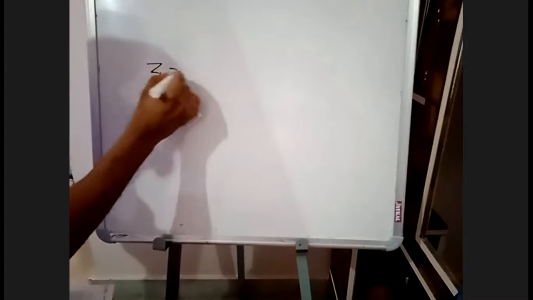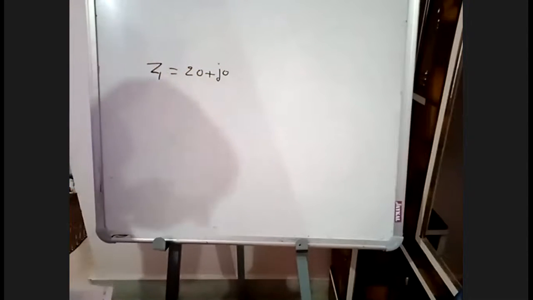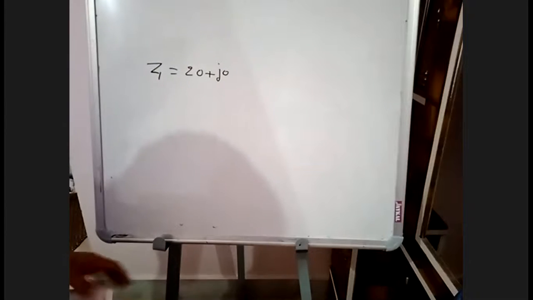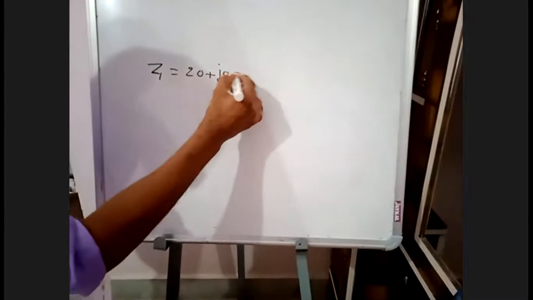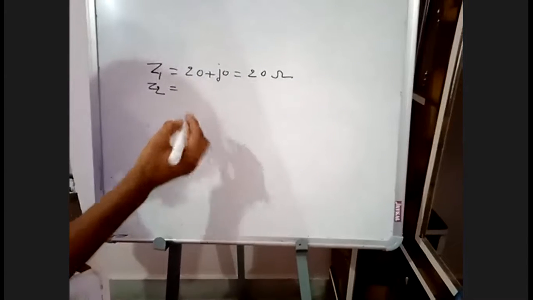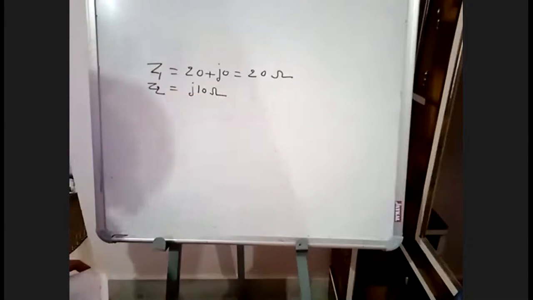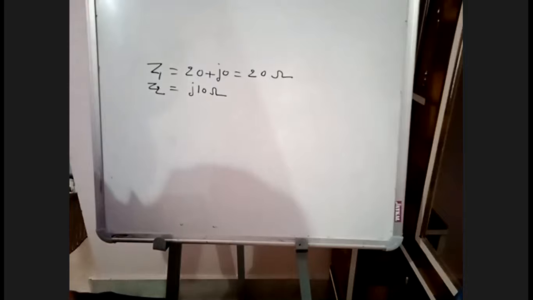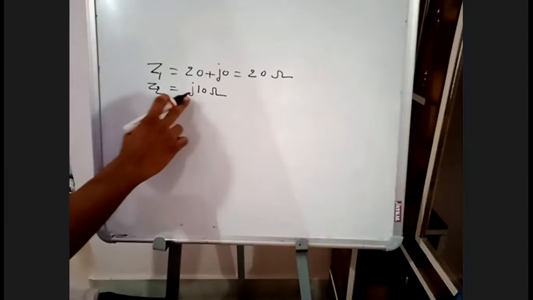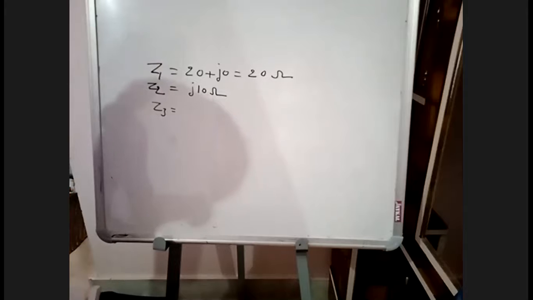In the first branch, we are having Z1. Z1 is equal to 20 plus j0. In the first branch, Z1 is there, that is 20 ohms. Only resistance is there. In the second branch, only inductance is there. If it is inductance, only reactance is there. Inductive reactance means plus. What is Z3?